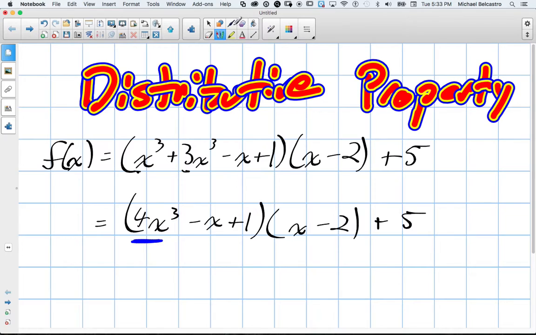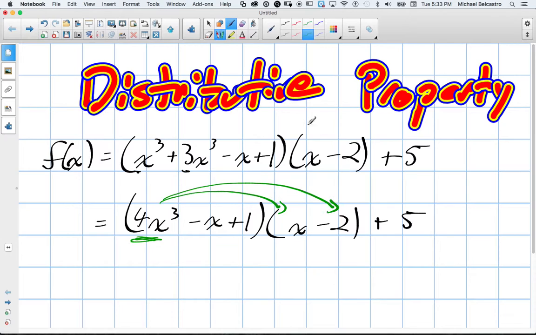So we're going to take the first term. They would have called it FOIL if it was a binomial, but we have a trinomial in here, so there isn't really an acronym for it. But the idea is you take that first term, multiply it by the first and second term in the other bracket. So 4x cubed times x will give us 4x to the power of 4. We just add the two exponents. And 4x cubed times negative 2 will give us negative 8x cubed.